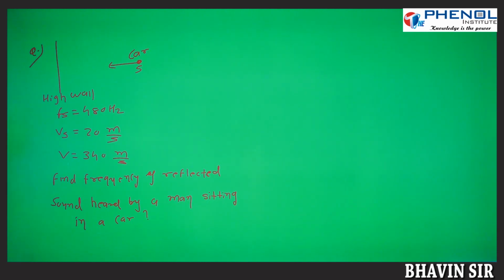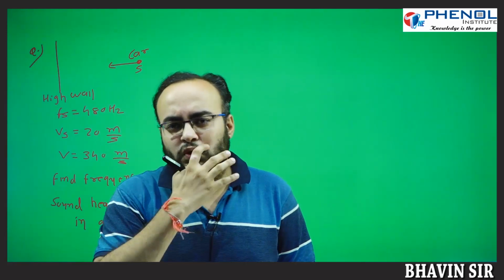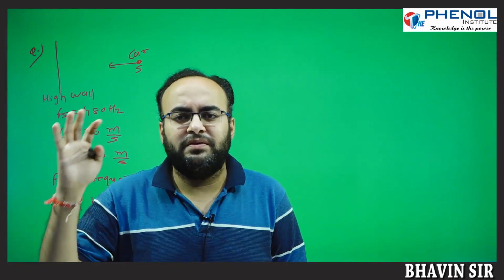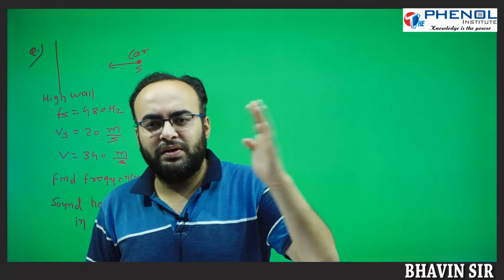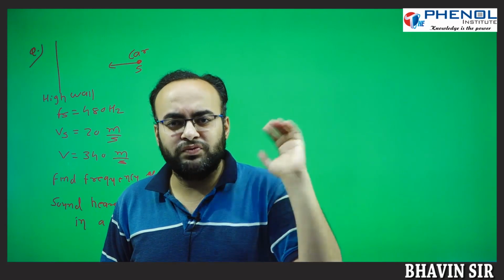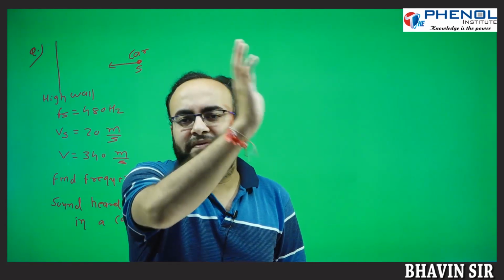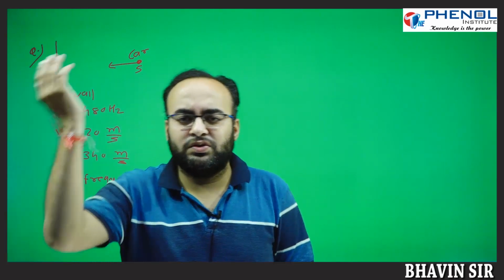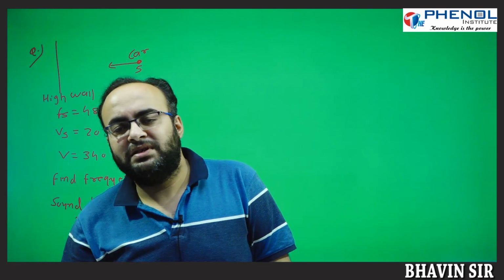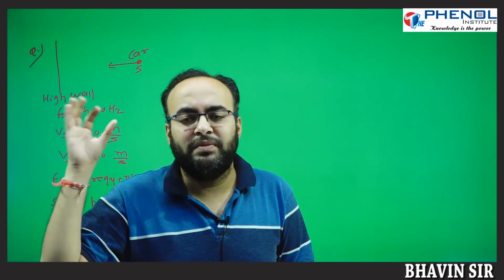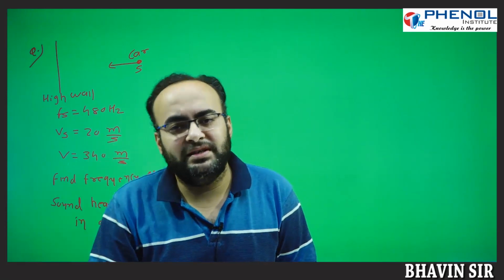So students, again see, this is the same case. First, the car is a source that emits the frequency. Now this frequency moves towards the wall, so the wall is the listener. After that, the wall reflects the frequency back, so the wall becomes the source, and that frequency is heard by the man inside the car. So now that man becomes the listener.